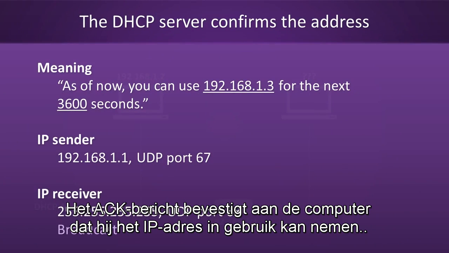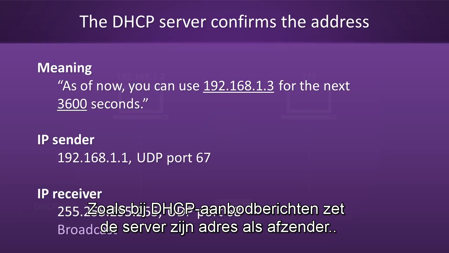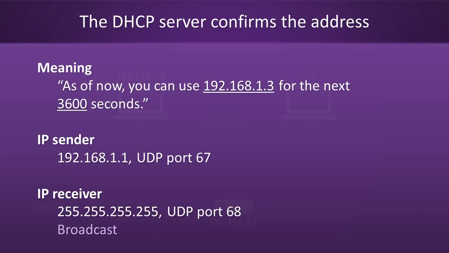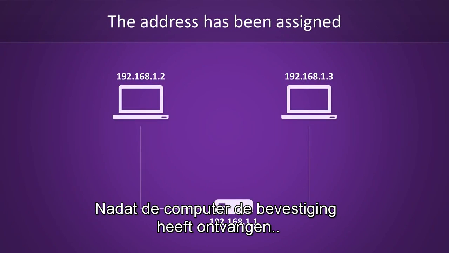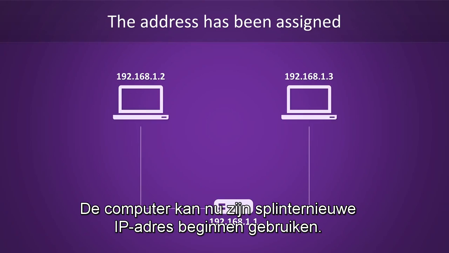Loosely speaking, a DHCP ACK message will confirm that the host can start using the address for the previously specified amount of time. As is the case with DHCP offer messages, the server will put its IP address into the sender field and use ports 67 and 68 as the sender and receiver. After the host receives confirmation, the process is complete. Now the host can start using its shiny new IP address.